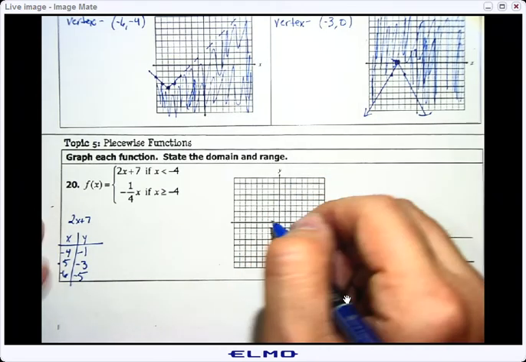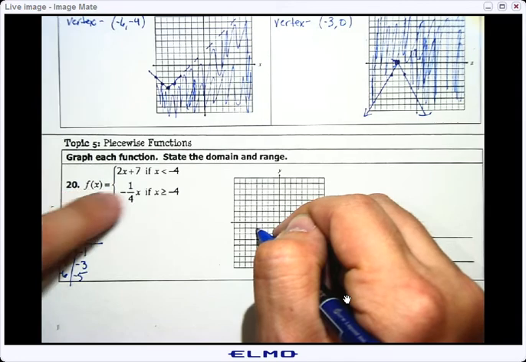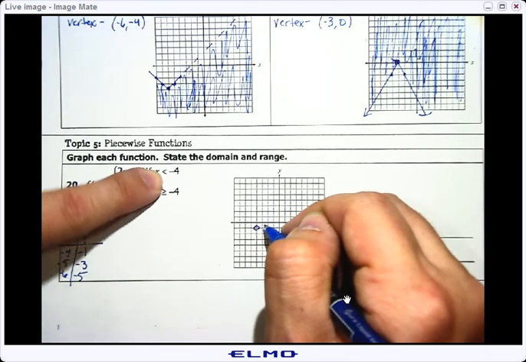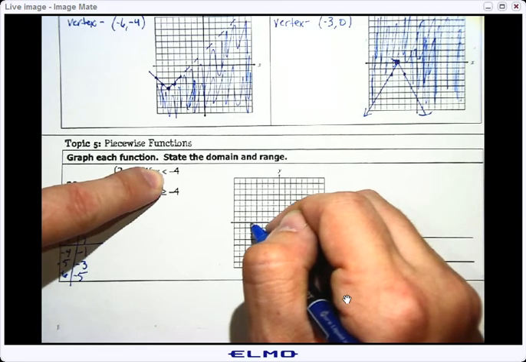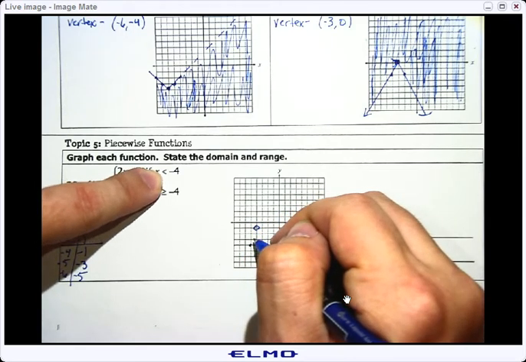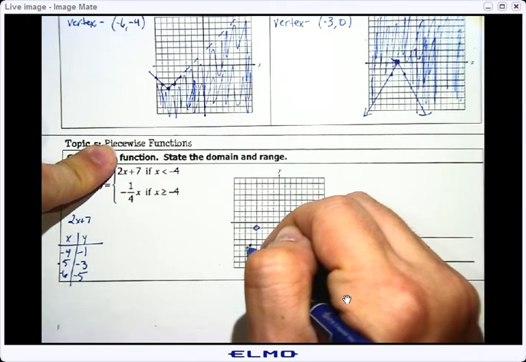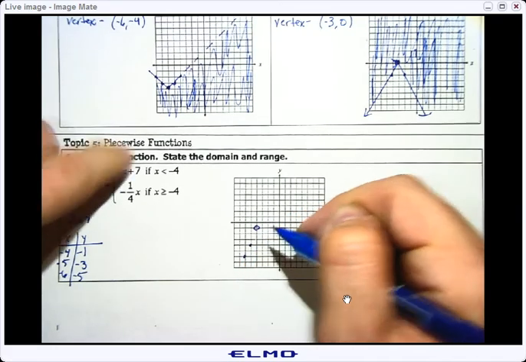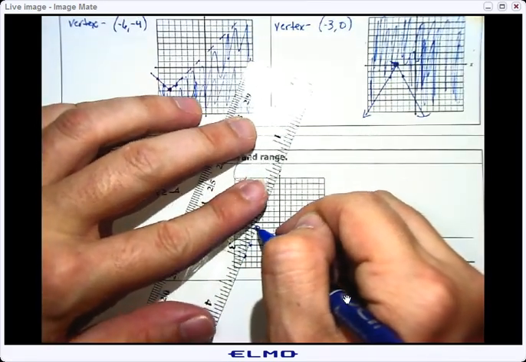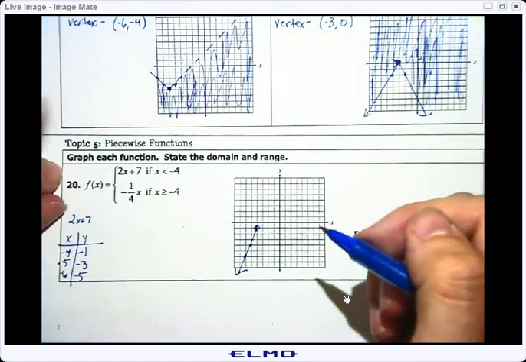So if I plot that, -4, -1, paying attention to the inequality, since there is no equal to, we'll have an open circle. And then -5, -3, and then -6, -5. So that takes care of that piece.